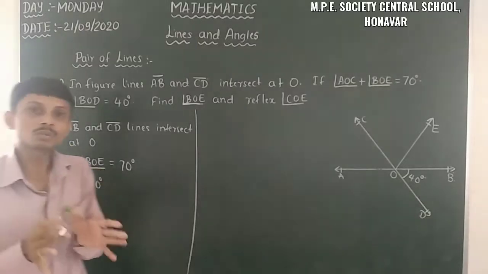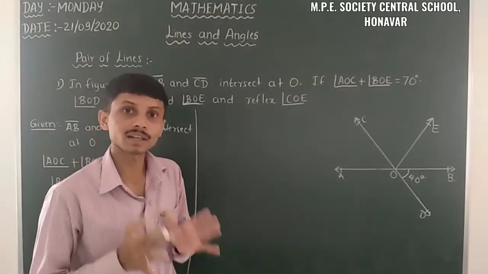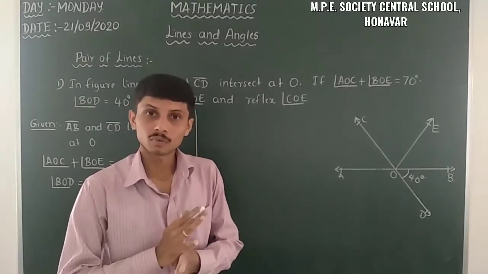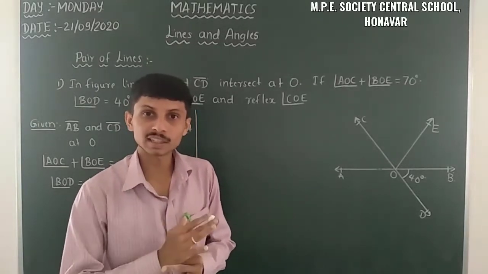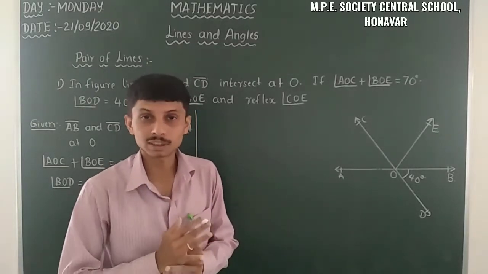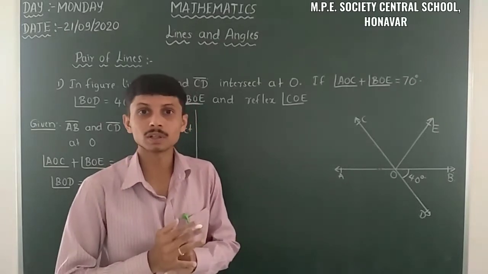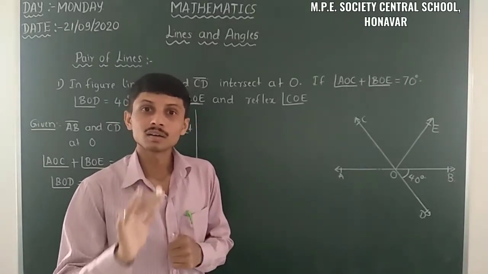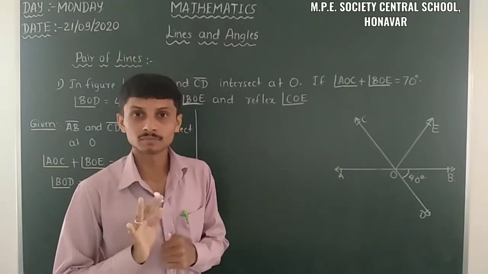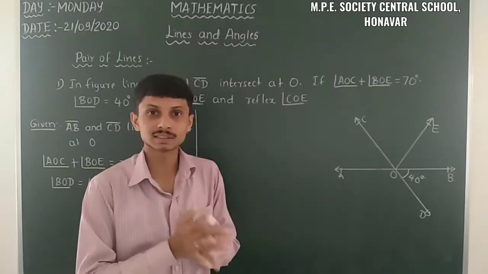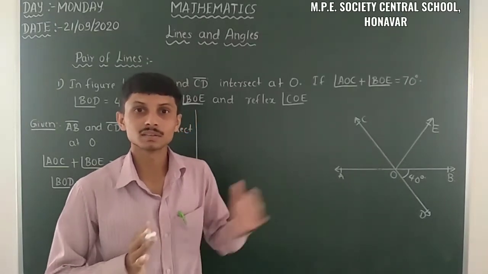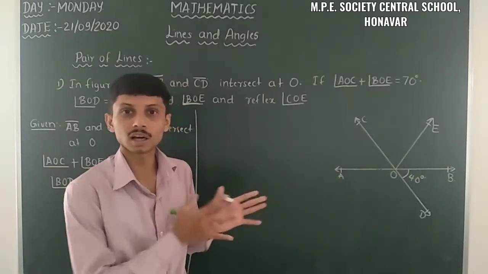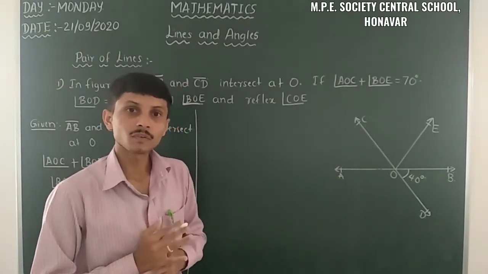So here we have to look at the possibilities. What are the possibilities? We have vertically opposite angles, we have adjacent angles, we have axiom 6.1, we have axiom 6.2, and also we have theorem 6.1. With the help of these things, we have to find out the unknown values here. So what are the given things?